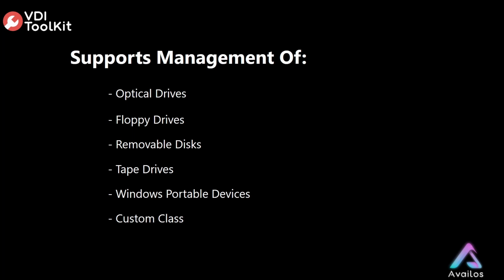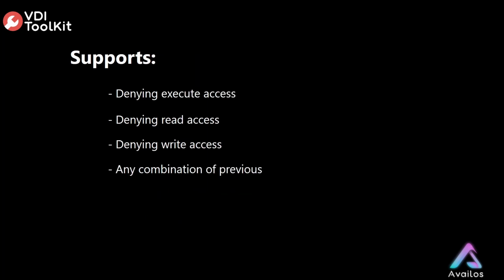So what are those? It allows you to use the class GUID of a device that does not fit the previous items that we discussed. Okay, so what control do you have over these devices? You can deny execute access, deny read access, deny write access, or any combination thereof, like deny them all, or maybe just allow write but not read. Please note, though, that denying execute access is not supported for custom class and Windows portable devices.